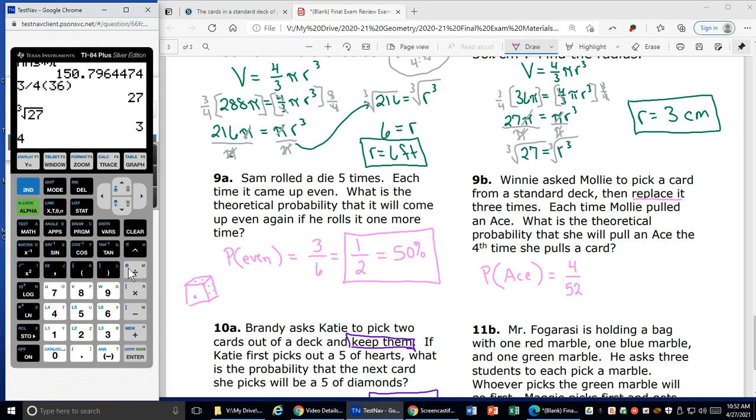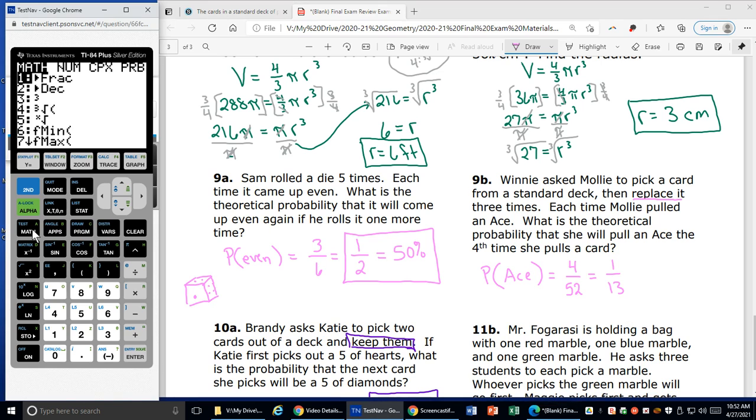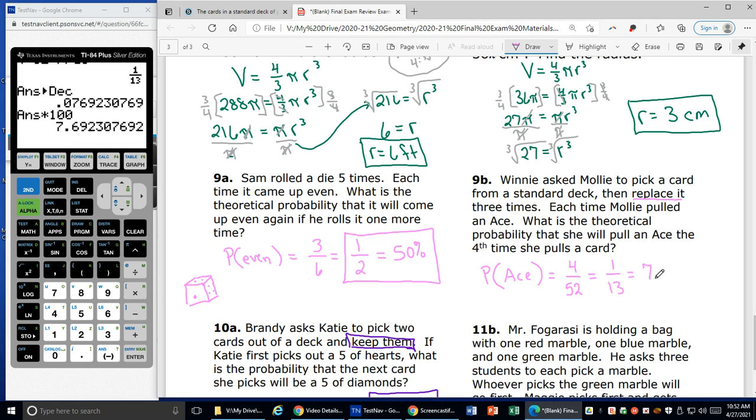Let's see if that reduces. 4 divided by 52, math, I want number 1, turn it into a fraction, 1/13. So 1 out of every 13 pulls should be an ace. As a decimal, math, and then times 100, that's going to be a 7.7, let's say, % chance that she's going to pull an ace that 4th time that she pulls a card.